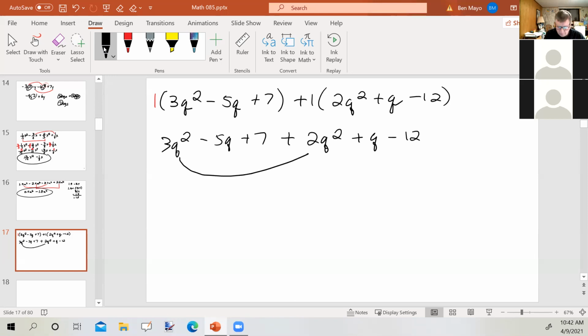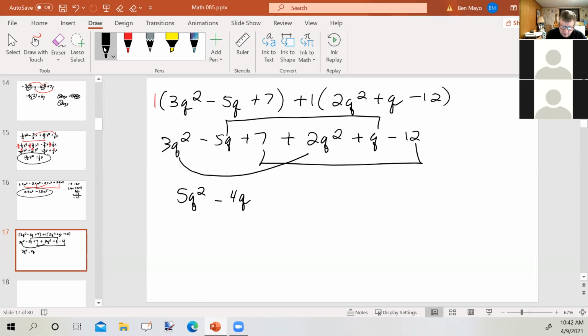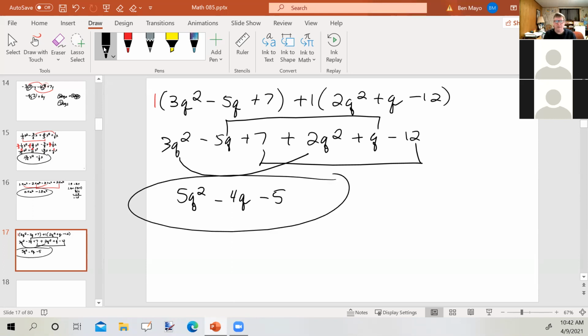3q squared plus 2q squared is 5q squared. Minus 5q plus 1q would be minus 4q. And finally, plus 7 minus 12 would be minus 5. So there is the polynomial, and it's in descending powers. Or you could say it's a trinomial, also in descending powers, or what we also call standard form, that idea of descending powers. Any questions about that one?